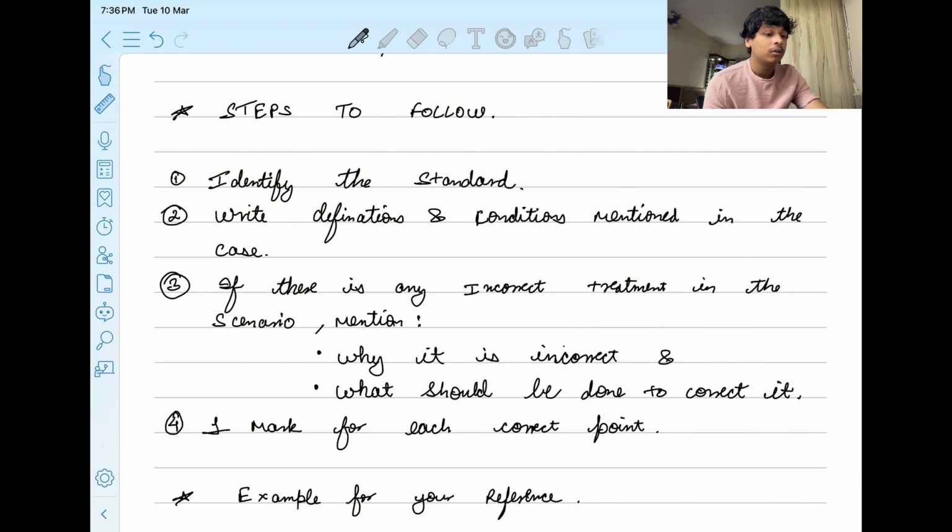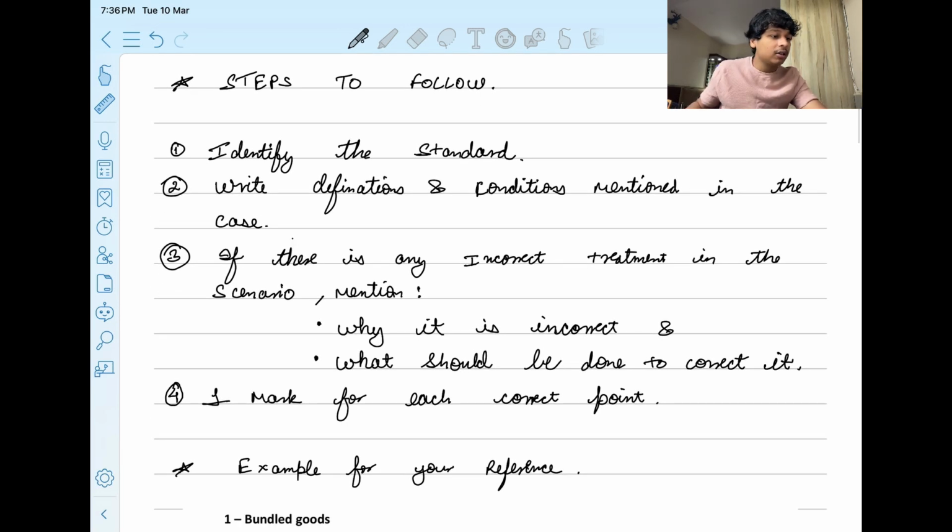Now you have to write the definitions and conditions mentioned in the case. In the second portion, you have to write the knowledge that you have learned. I'm not saying that you have to dump all the information that you have related to the scenario, because there are only 2 marks for the definition portion and everything related to the standard. The condition is that you have to relate that knowledge to the scenario as well. So in the second point, we have to write the definitions and conditions.